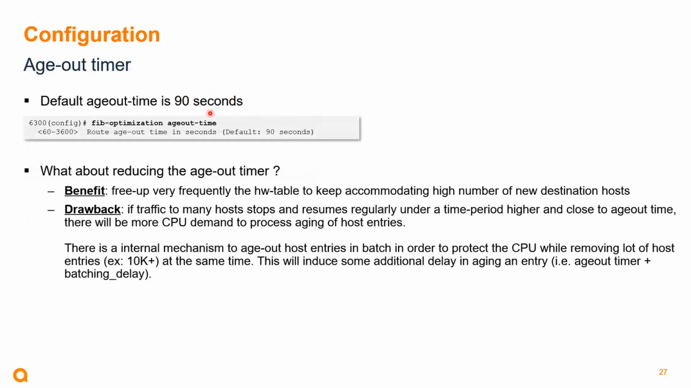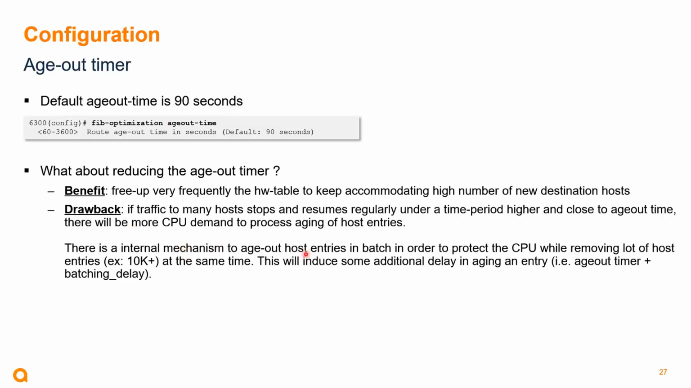Default timer, as I mentioned, is 90 seconds. You program it with FIB optimization edge timeout. Some notes about whether I should reduce the timer or not. Well, you may say, I am going to put a very small timer because I'm going to free up that hardware table very frequently for any non-active flow. But if you've got hosts that start and stop periodically, in a time period that is close to the edge timer, that might consume a bit more CPU for all those entries. So I would recommend as a best practice to keep that 90 seconds and to smoothly increase or decrease it based on the COPP statistic that you are seeing.